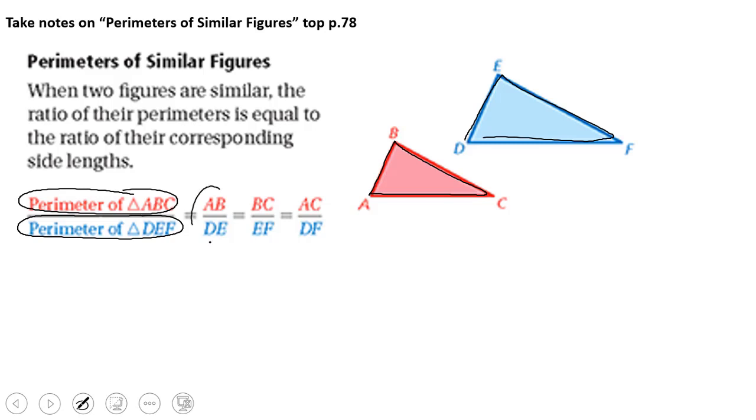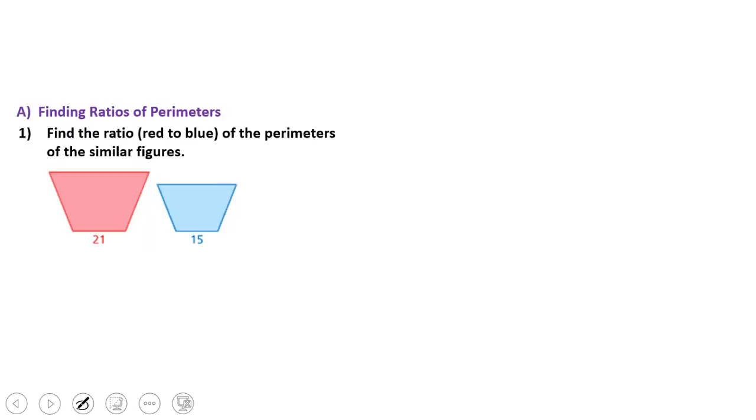In other words, right here, the ratio of AB to DE. Those are corresponding side lengths. Or the ratio of BC to EF. And also the ratio of AC to DF. All those ratios are equal. Now notice, when you have more than one ratio that is equal to another one, we have a massive proportion in here. Put that in the back of your head, because we're probably going to be using that later. But right now, we are going to talk about writing these ratios of perimeters for similar figures. So let's do that right now.